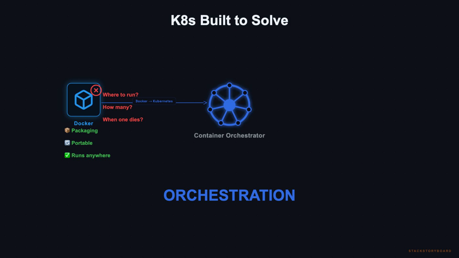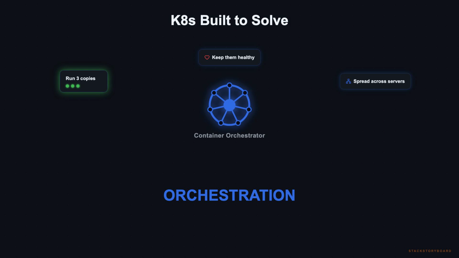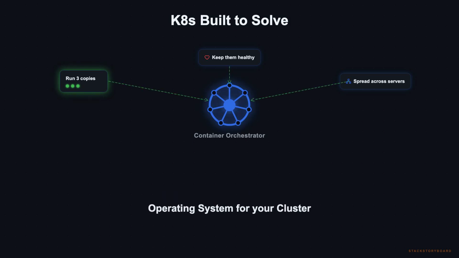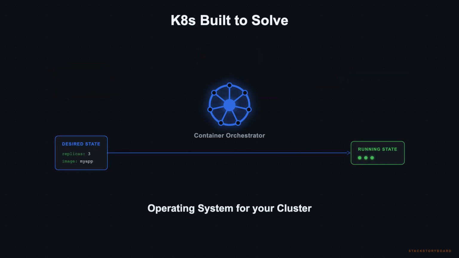Kubernetes is a container orchestrator. You tell it what you want. Run 3 copies of my app, keep them healthy, spread them across my servers. And it figures out how. Think of it like an operating system, but for your entire cluster. You declare your desired state, and Kubernetes makes it real.